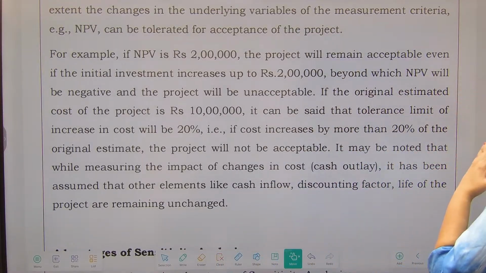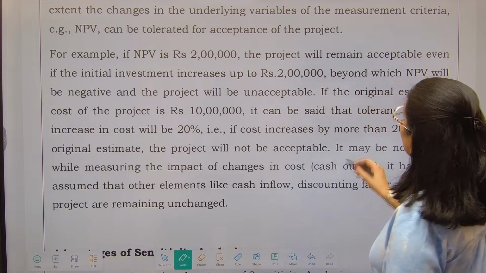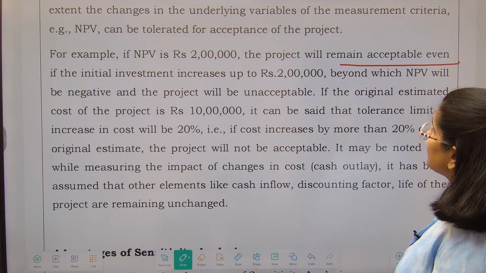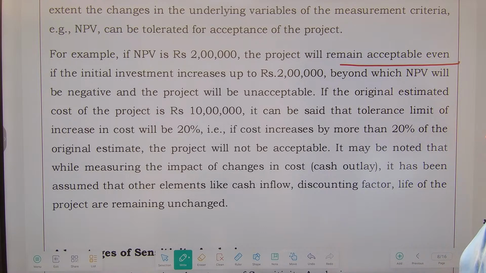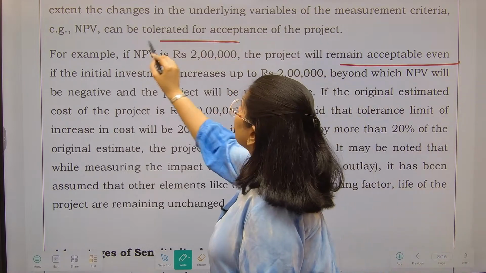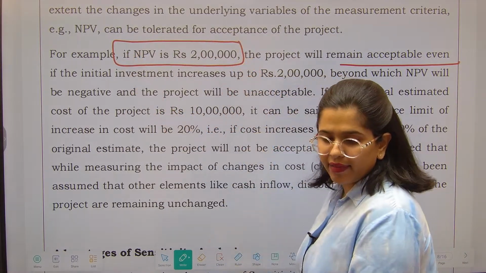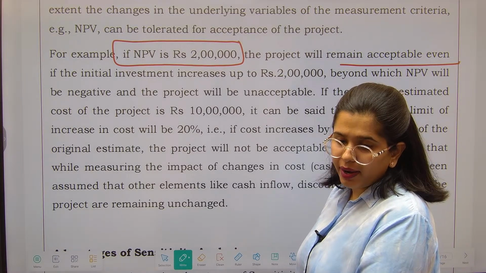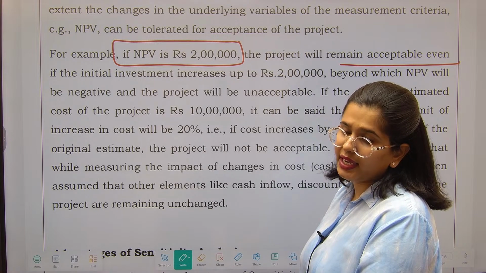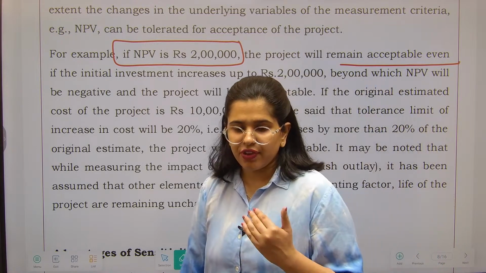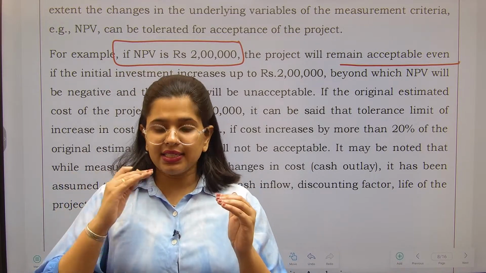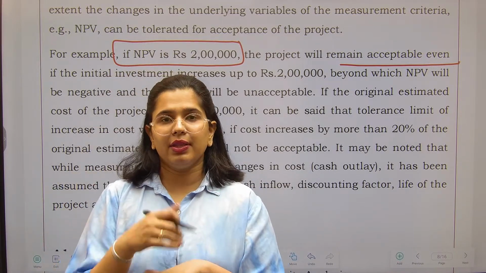For example, if the NPV is 2 lakh, the project will remain acceptable even if the initial investment increases up to 2 lakh rupees, right? Beyond which NPV will be negative and the project will become unacceptable. See, if this is the net benefit you are going to derive out of the project, that is 2 lakh rupees, it will remain acceptable to you if the initial investment increases up to 2 lakh rupees. That means if your cash outflow increases up to 2 lakh rupees, you will be fine. Because even if it increases by 1,50,000, still you are having the benefit of 50,000.